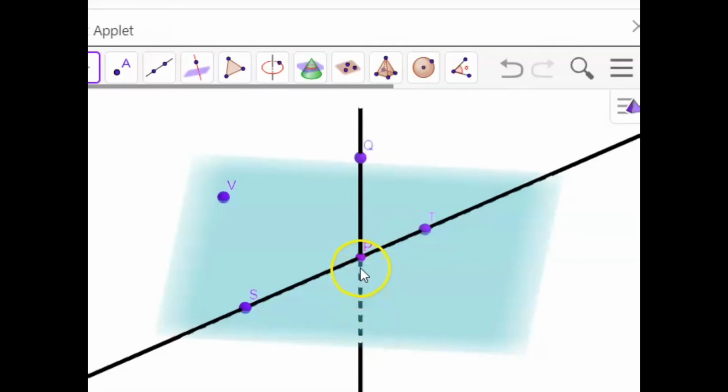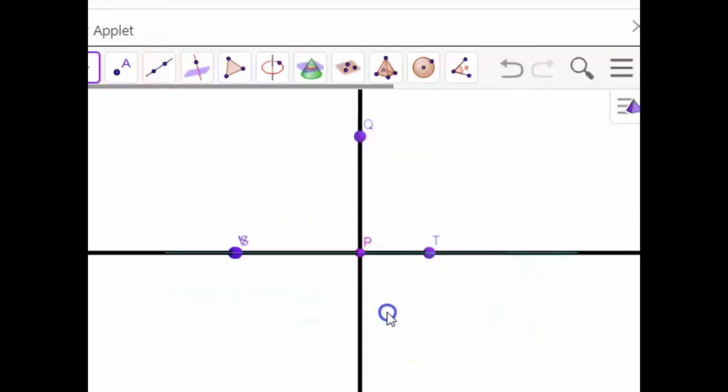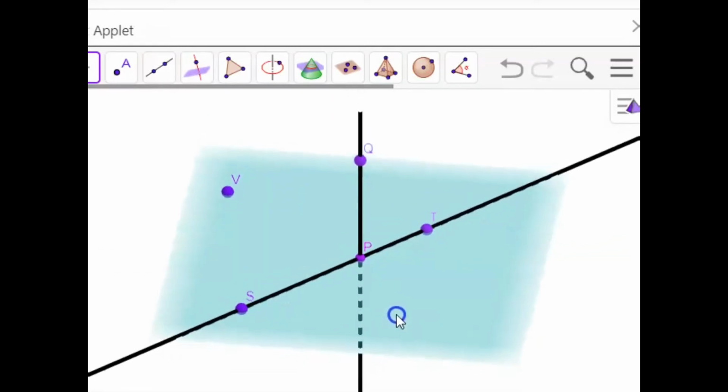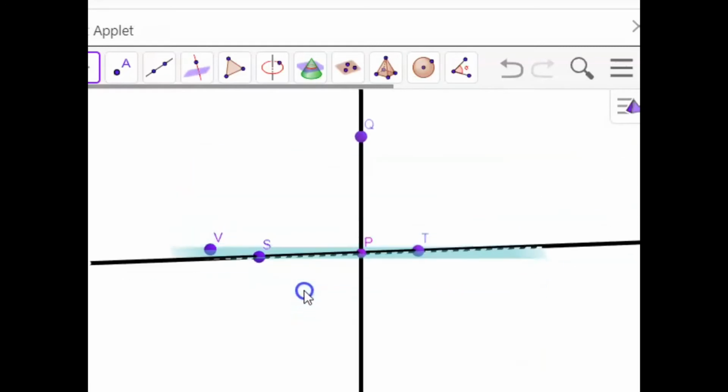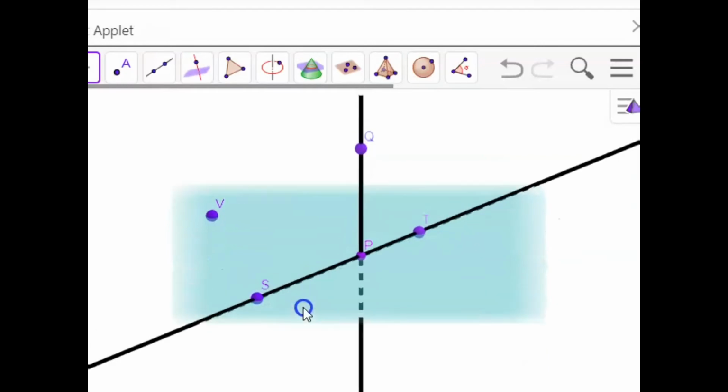Notice that you have hidden lines. These are dashed lines showing that this section of the line here is underneath the plane. So when the plane is above it, you see this line with dotted lines. Also notice that line ST is actually just on the plane. So this is on plane VSP.